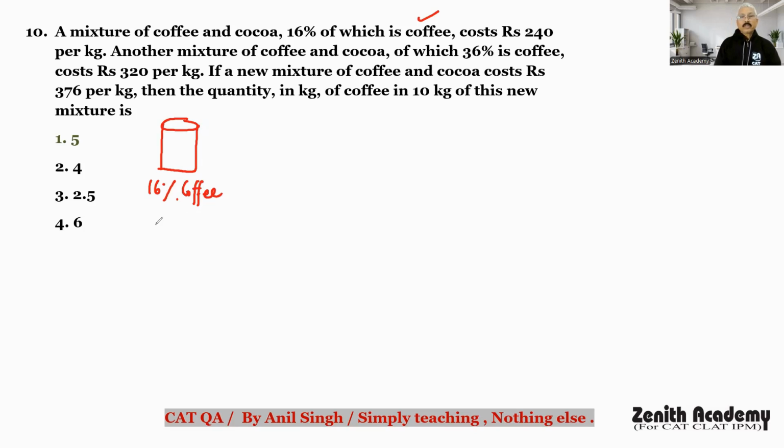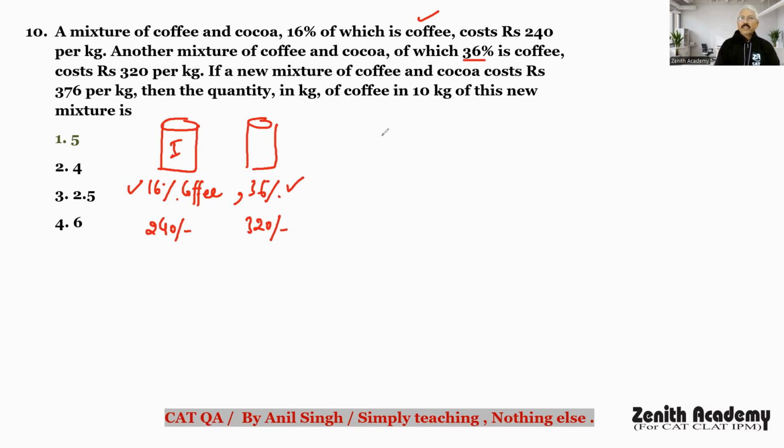16% coffee. The cost of the mixture is 240 rupees per kg. And in another mixture, the coffee is 36% and the cost is 320 rupees per kg. So here in the second mixture, coffee is 36% and in the first mixture, it was 16%.